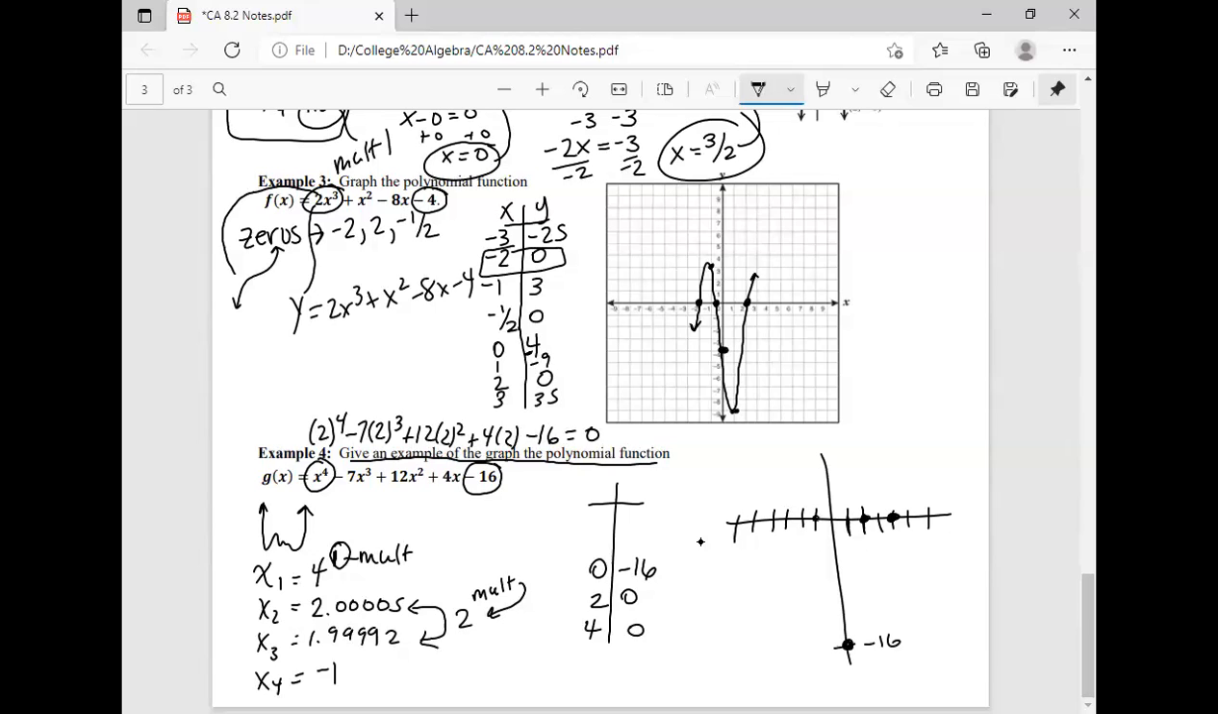-1. Back up. -1. It only happened once, so it had a multiplicity of 1. So it's going to cross over there at that point. It should bounce right here, and cross over the x-axis at the other 2 points.